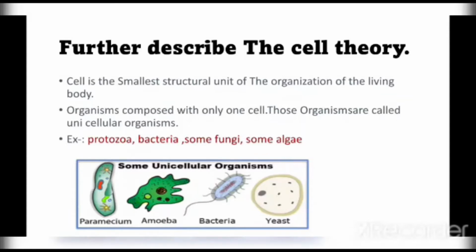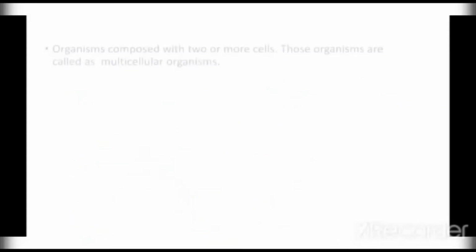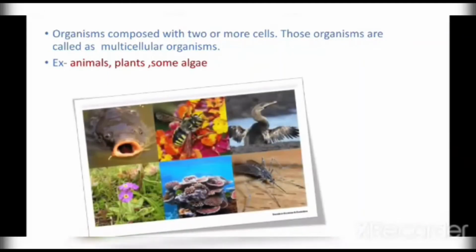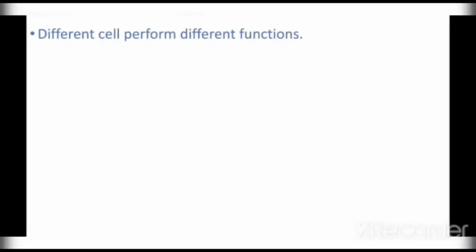The other kind of living being in the world is the multicellular organism. They have two or more cells, because they have a complex body structure, not a simple body structure like unicellular organisms. They have a very complex structure. Animals, plants, and some algae can be taken as examples of multicellular organisms. The other concept is that different cells perform different functions.